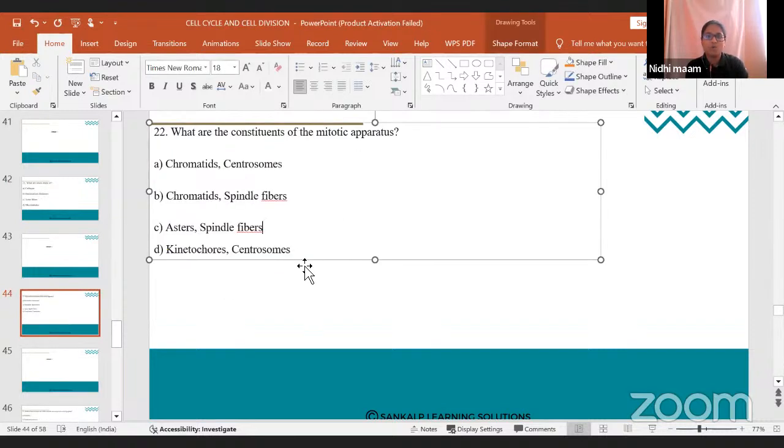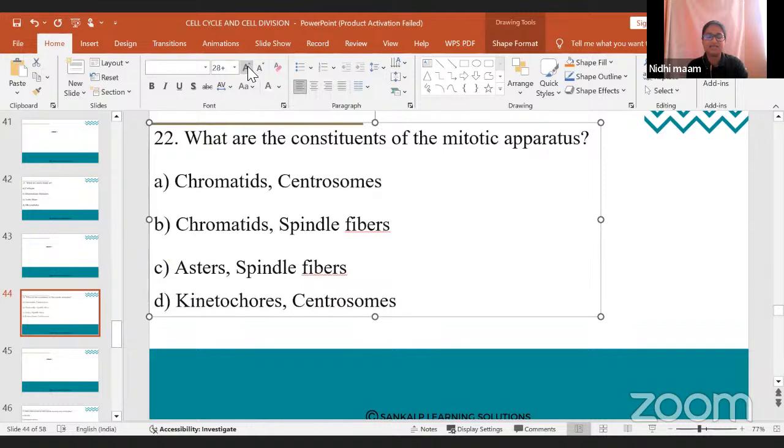Next question. What are the constituents of mitotic apparatus? This mitotic apparatus, what are its constituents or components? A is chromatids and centromere.